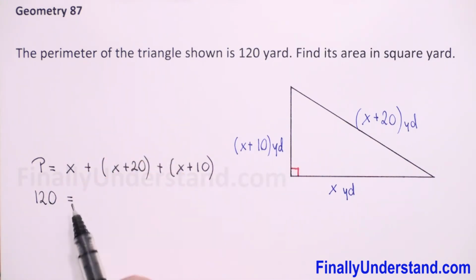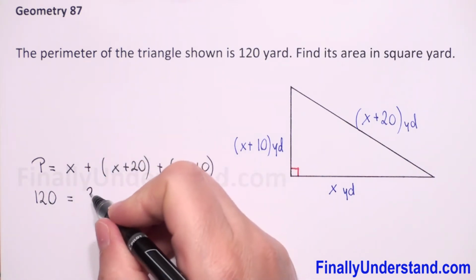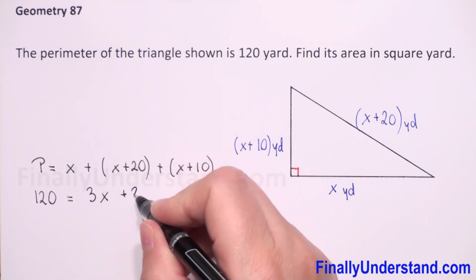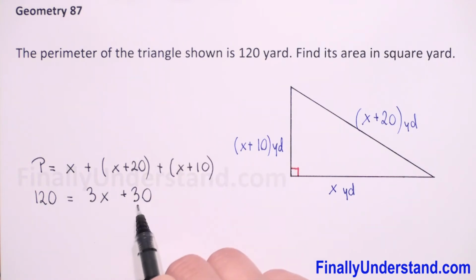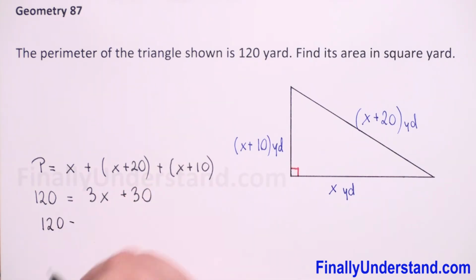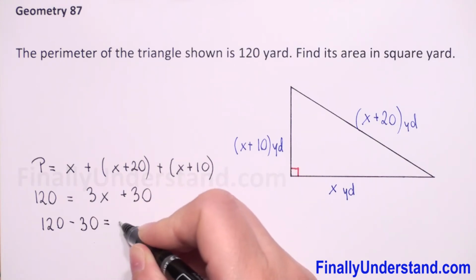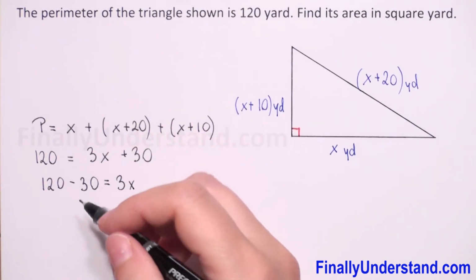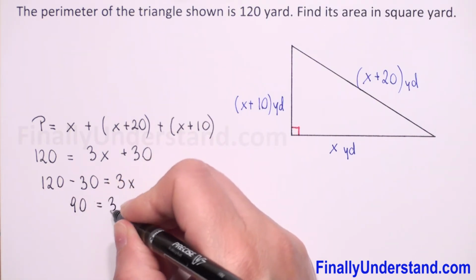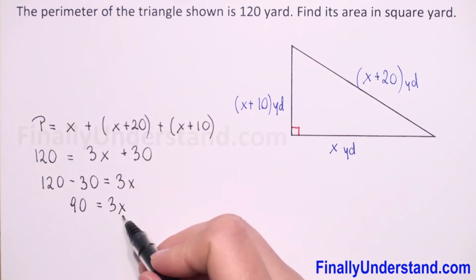So we have 1, 2, 3x, and we have 20 plus 10 is 30. Next I will move 30 to the left side, so we will have 120 minus 30. This is equal 3x. So 120 minus 30 is 90. This is equal 3x. We need to find x.